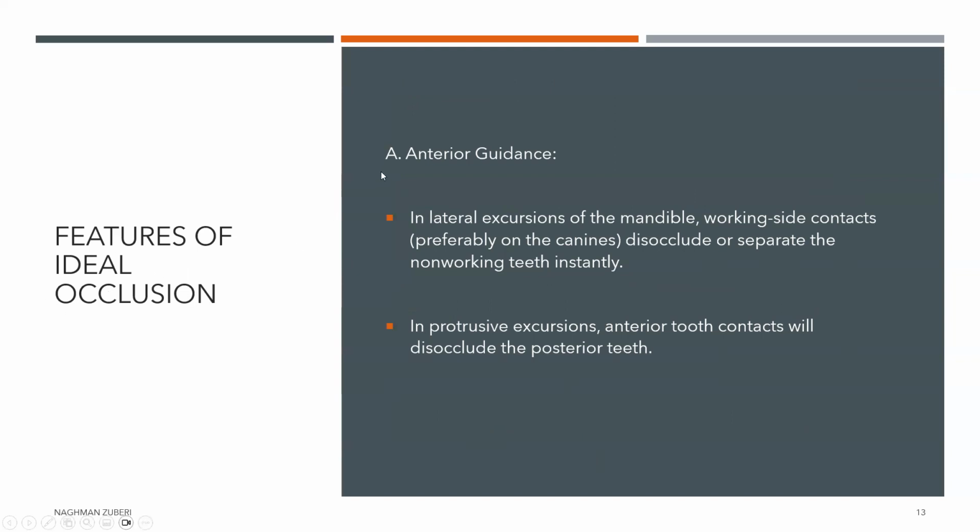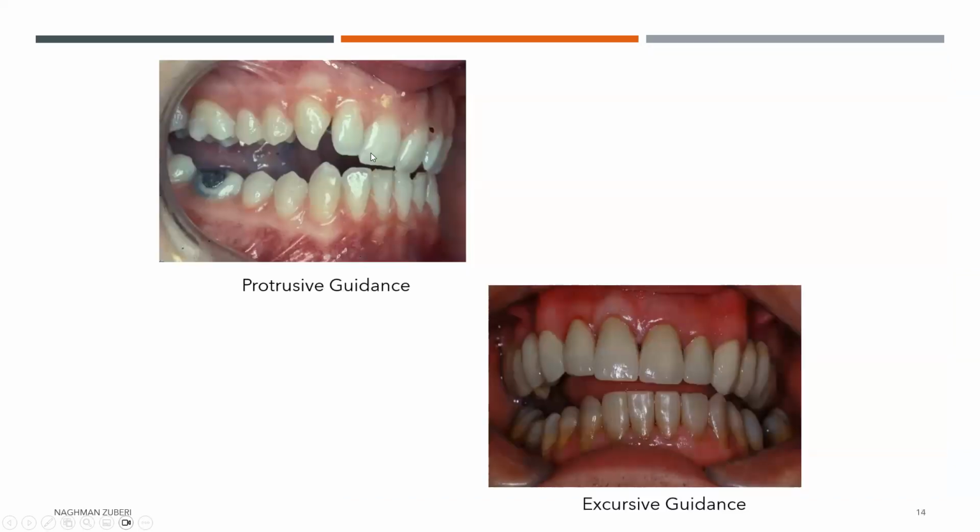Features of ideal occlusion: anterior guidance. In lateral excursion of the mandible, working side contacts, preferably on the canines, disocclude or separate the non-working teeth instantly. In protrusive excursions, anterior tooth contacts will disocclude the posterior teeth. I have just showed you both things. In protrusive guidance, posterior teeth are disoccluded. In canine guidance, all other teeth are disoccluded.